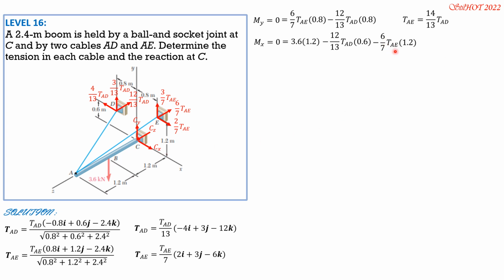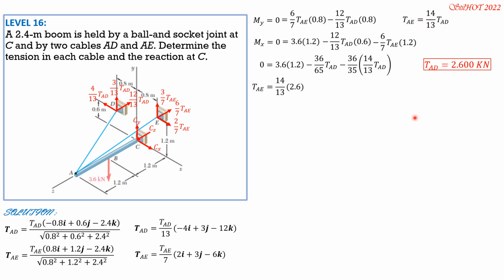So take note that tension AE is 14 over 13 tension AD, simplifying this equation. So 0 equals 3.6 times 1.2 minus 36 over 65 tension AD minus 36 over 35 tension AE, and tension AE is 14 over 13 tension AD. So in this equation, only tension AD is the unknown, so we can compute tension AD using your calculator. So tension AD is equal to 2.6 kilonewtons. And likewise, tension AE is 14 over 13 of 2.6. So tension AE can now be computed equal to 2.8 kilonewtons.